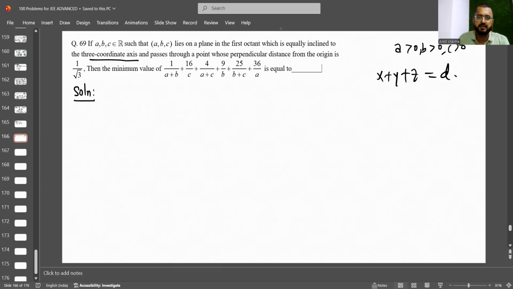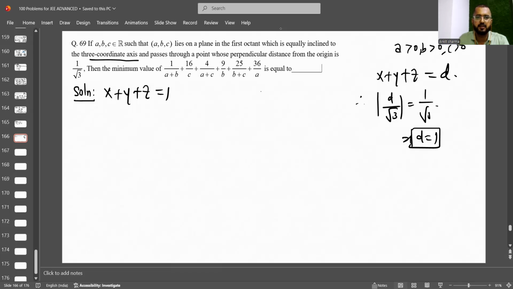For this d, it's given that the distance from the origin is 1 by root 3. So mod of d over root 3 is equal to 1 over root 3. That means d is going to be 1. I cannot have -1 here because that's not correct. So it gives x plus y plus z is equal to 1. So a, b, c lie on this plane, which means a plus b plus c is equal to 1.